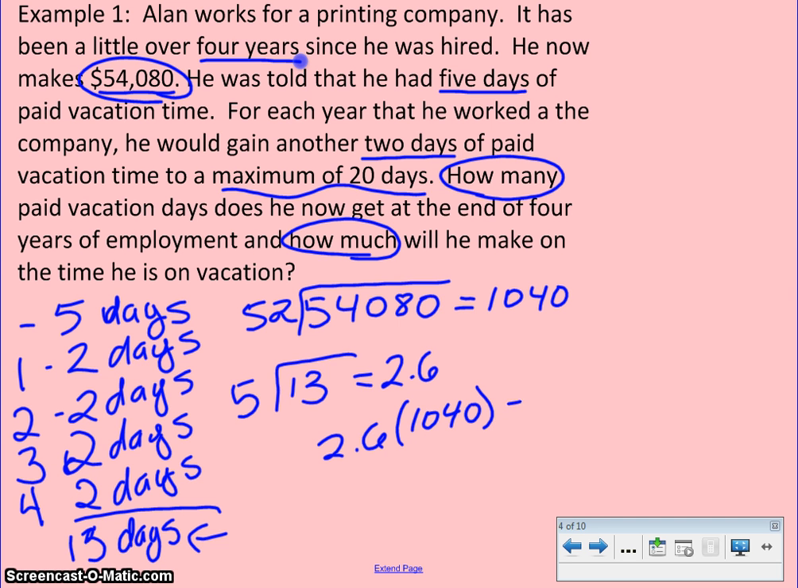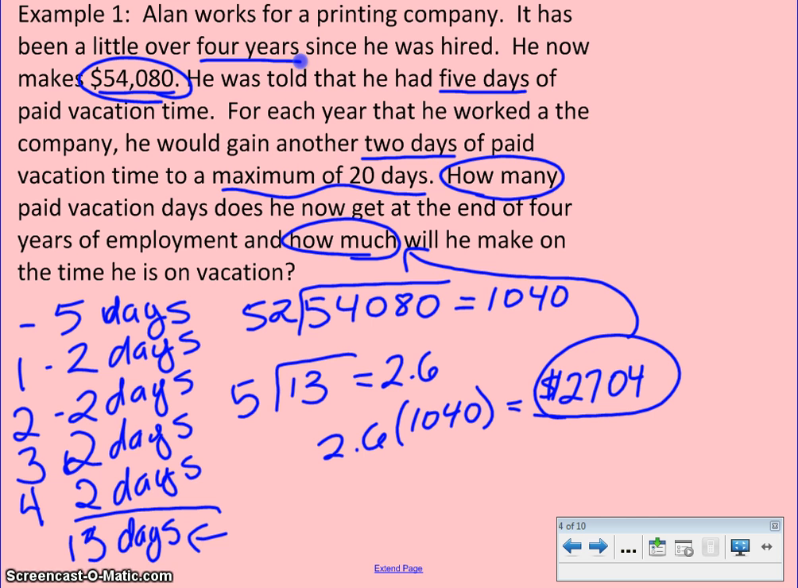And we find that in total, paid vacation, he gets $2,704 in compensation, which answers question B. The first question was already answered here. How many days? He has 13 days. So here's our 2 answers.